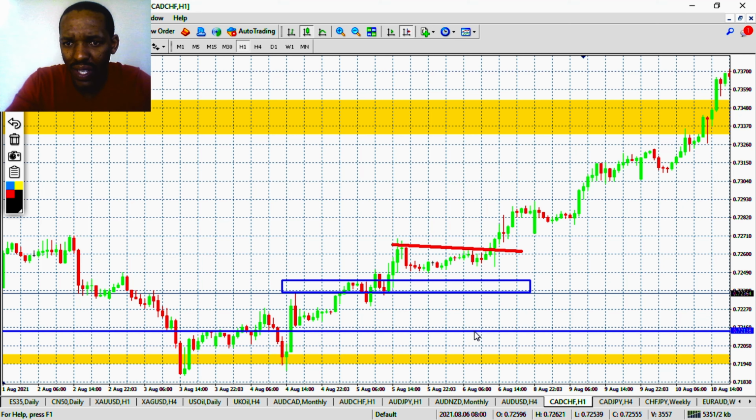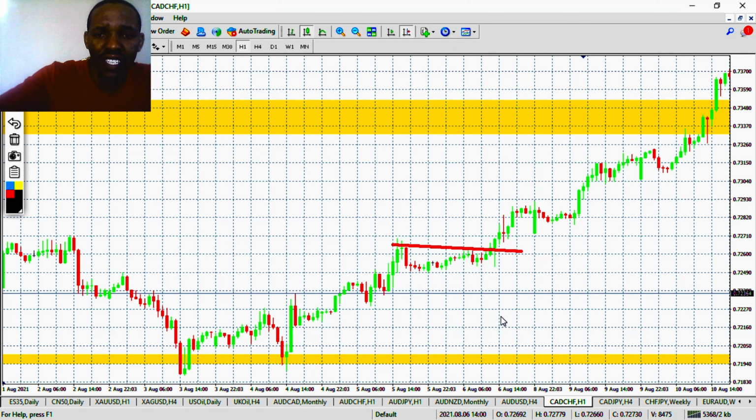That's how you do it. This is why it's identified as a shallow pullback, because it does not reach the previous high nor the previous low. That's how we identify it's a shallow pullback, guys.